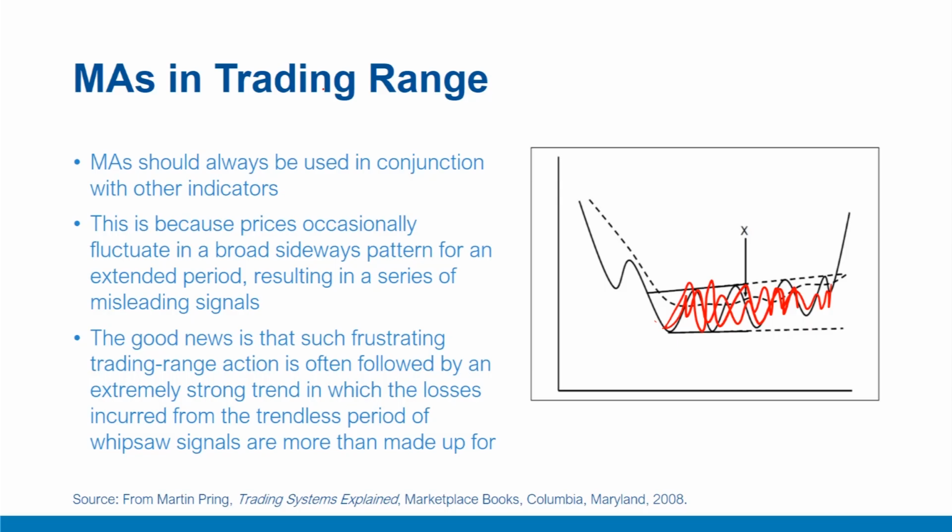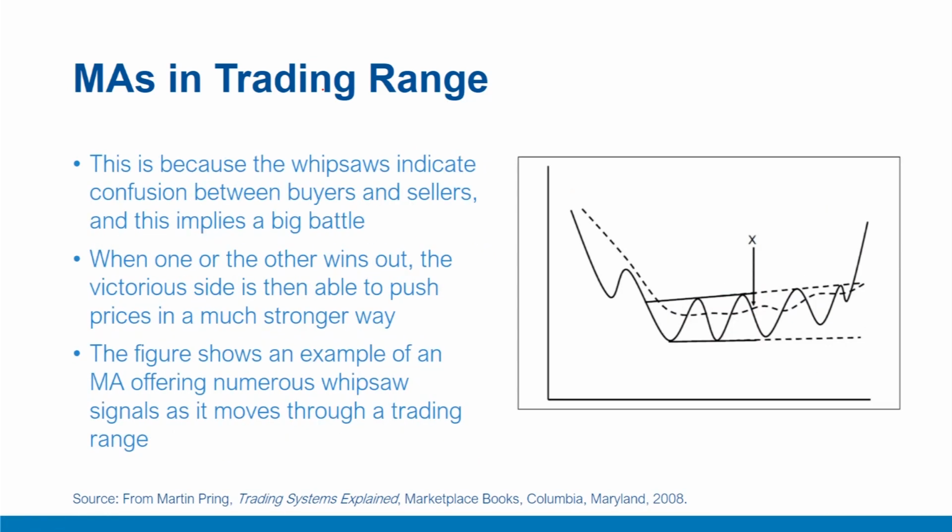The good news is that such frustrating trading range action is often followed by a sharp strong trend in which the losses incurred from the trendless period of whipsaw signals are more than made up for, like this, or maybe in the opposite direction also. Such sharp price action is expected because whipsaw signals indicate some confusion between buyers and sellers, and this implies a big battle between them. When one or the other party wins out, the victorious side is able to push the prices in a much stronger way.